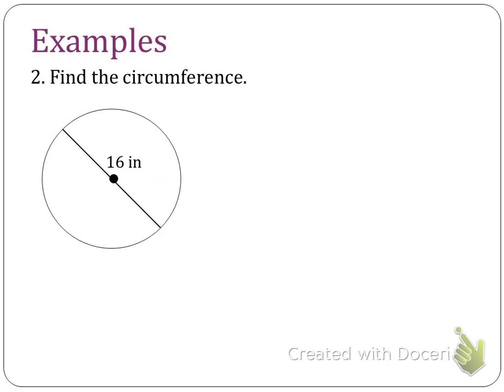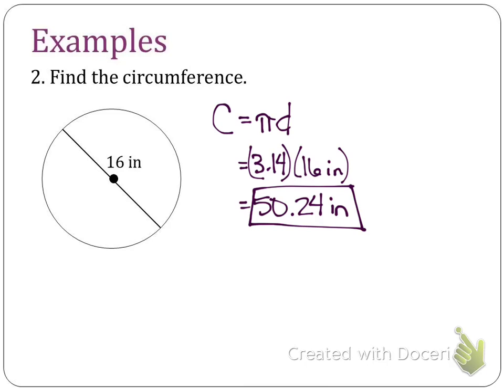Let's find the circumference. I write down the formula again. By the way, whenever a unit is written by the center, and you notice that the entire line goes through the circle, it's labeling the diameter. So, if circumference equals pi times diameter, we're going to take 3.14 times 16 inches. We are going to round to the nearest whole number.